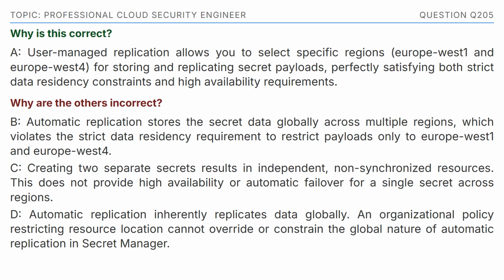Why are the others incorrect? B. Automatic replication stores the secret data globally across multiple regions, which violates the strict data residency requirement to restrict payloads only to Europe West 1 and Europe West 4. C. Creating two separate secrets results in independent, non-synchronized resources. This does not provide high availability or automatic failover for a single secret across regions. D. Automatic replication inherently replicates data globally. An organizational policy restricting resource location cannot override or constrain the global nature of automatic replication in Secret Manager.